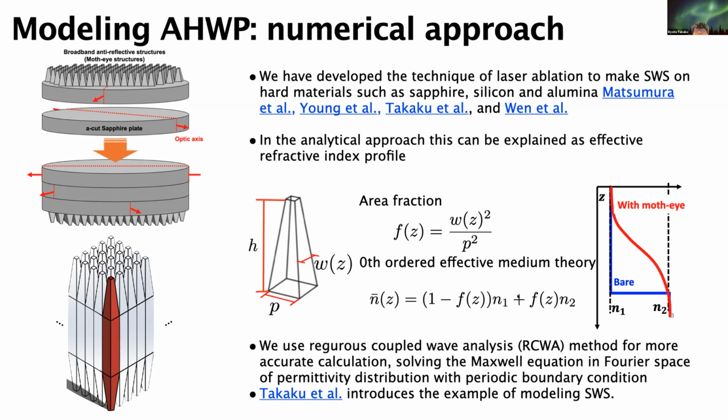So we need a more accurate calculation. We use a numerical approach, rigorous coupled wave analysis, named RCWA. This method solves the Maxwell equations in the Fourier space of the permittivity distribution with the periodic boundary condition. This method calculates the optical performance for the structured surface, repeating to infinity in X and Y. So this method is useful for the calculation of this model.